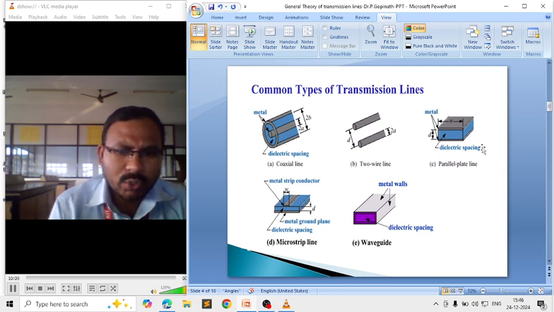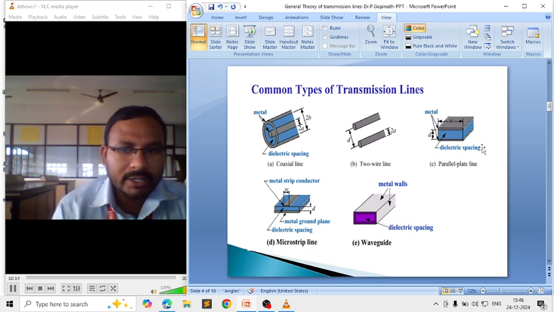The first one is the coaxial line. The second one is the two-wire line. The third one is the parallel plate line. The fourth one is the microstrip line. The fifth one is waveguides. These are the different media through which we communicate our information using transmission lines.